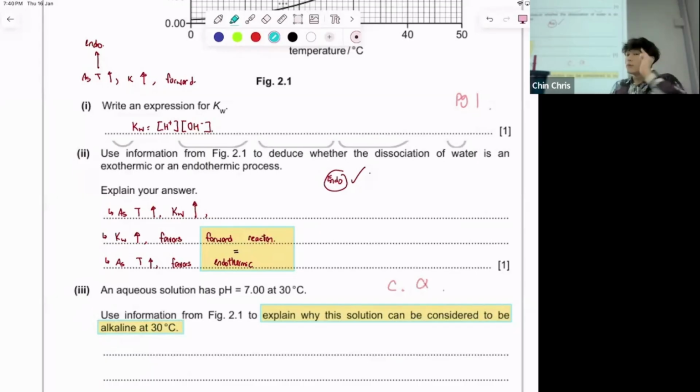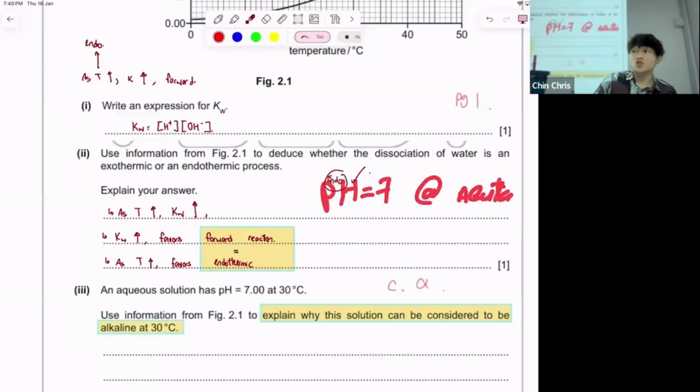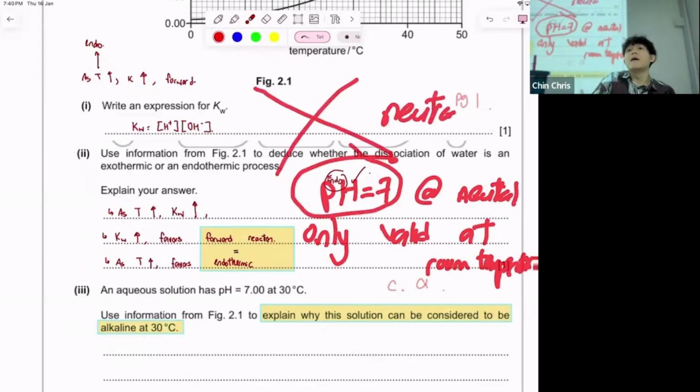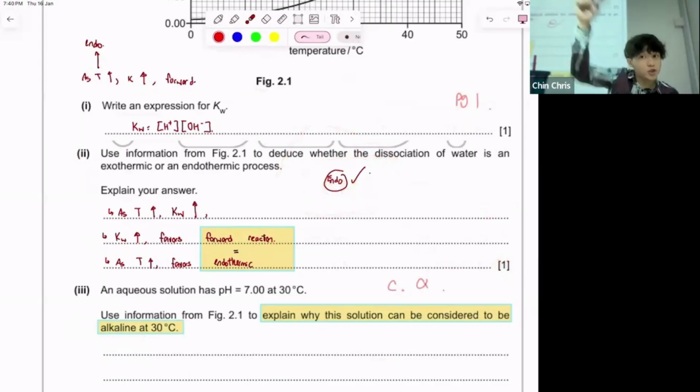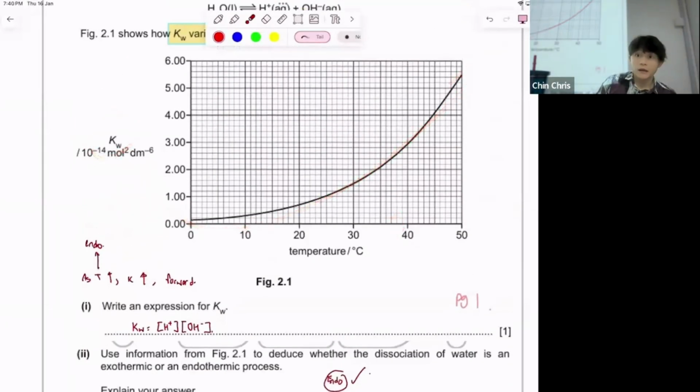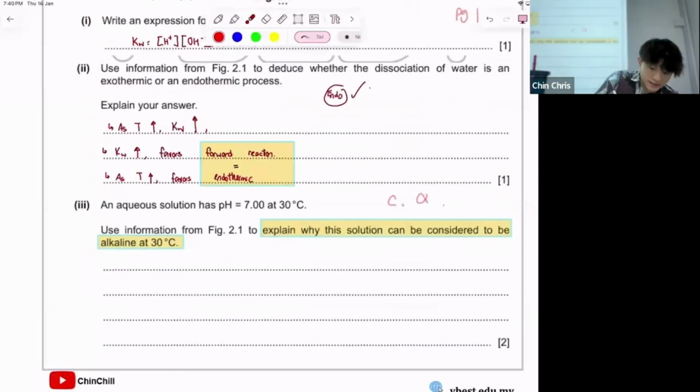So guys, again, remember, before we move on further, pH 7 is neutral only at room temperature. Understand? If you increase or decrease the temperature, pH 7 is no longer neutral. pH equal to 7 is neutral at room temperature only. Why? Because when you increase the temperature, your K value also changes, right? Now they ask why pH 7 at 30 degrees is considered alkaline.